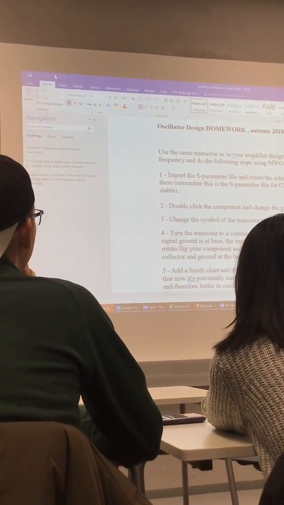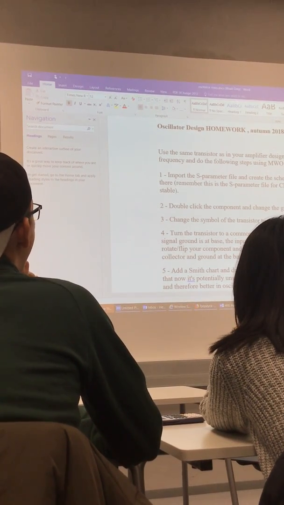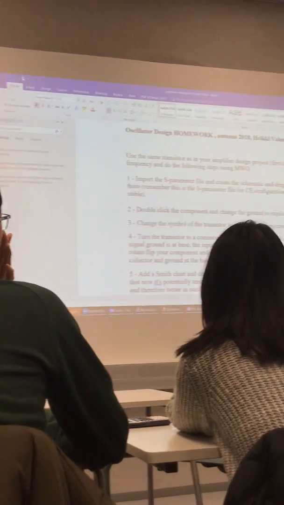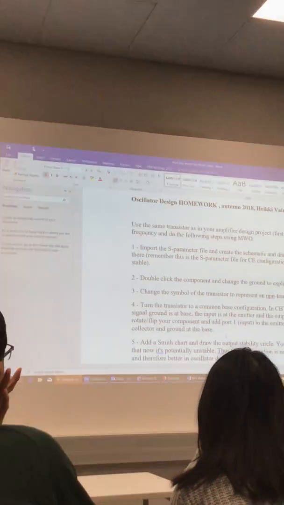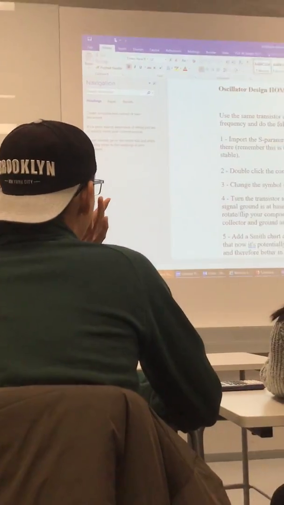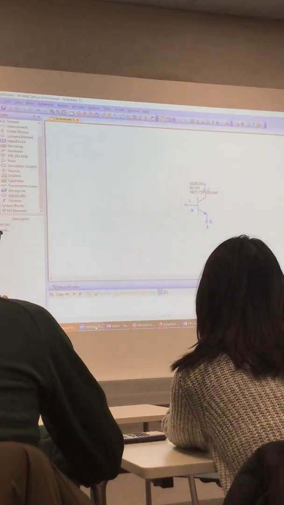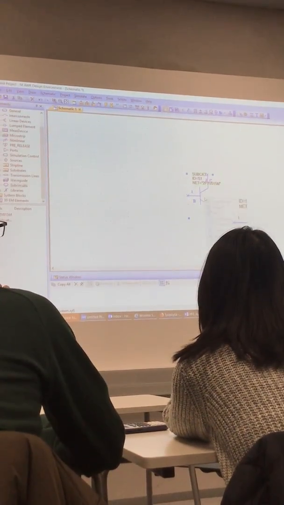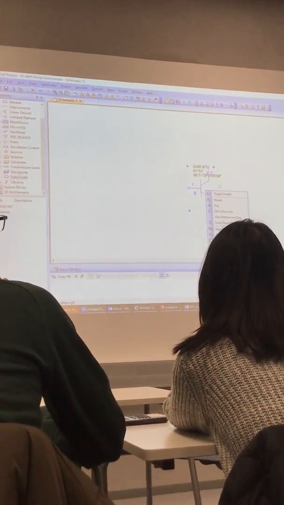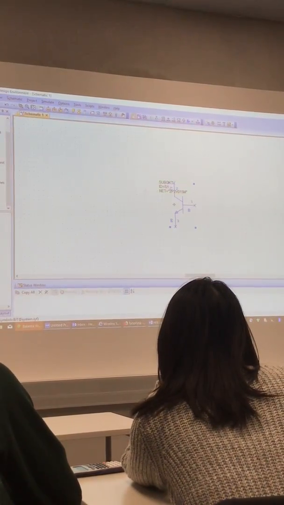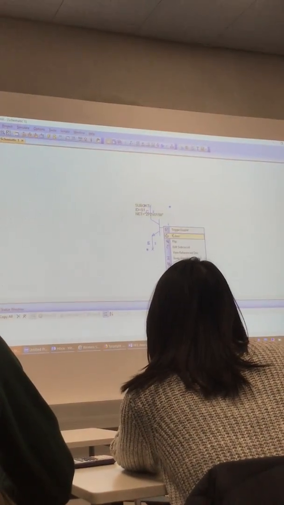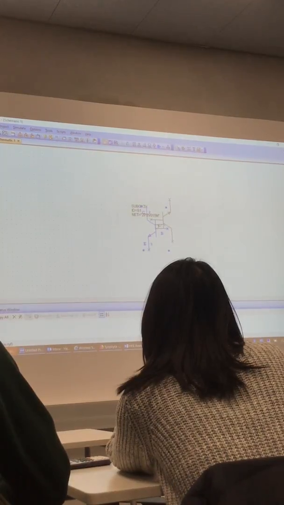In common base configuration, the small signal ground is at base, the input is at the emitter, and output is at the collector. Thus rotate, flip your component and add port 1 to the input, basically the emitter, port 2 to the output, which is the collector, and ground at the base. Very nice and simple, no problems whatsoever. I click and right click, and then I say flip. Now it's flipped. Then I again right click and I rotate.